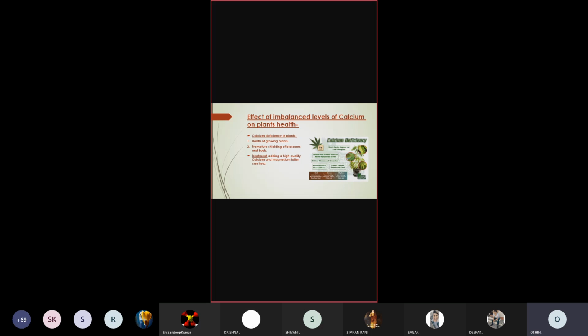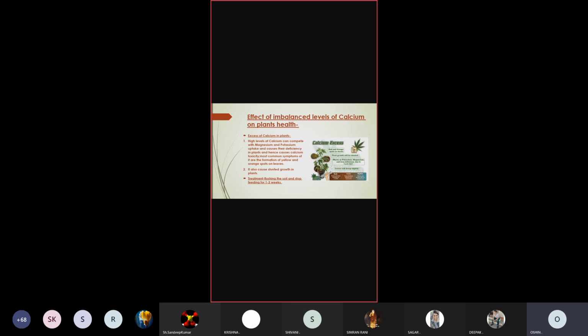At last, we will discuss calcium's effect on the plant's health. First of all, we will discuss calcium deficiency in plants. Calcium deficiency in plants might lead to the death of the growing plants, and it might also lead to the premature shedding of the blossoms and buds of the plants. And the treatment of calcium deficiency is very simple. It can be treated by adding a high quality calcium and magnesium foliar. It might help. Now you might be wondering what is the meaning of the word foliar. A foliar means a kind of fertilizer that is directly sprayed on the leaves of the plants.